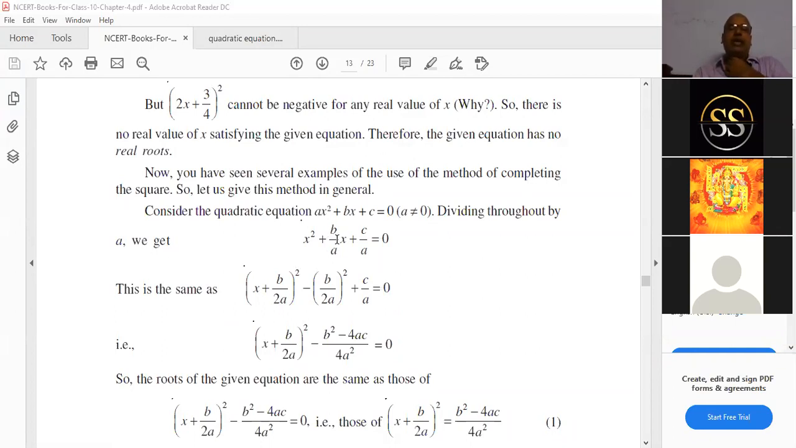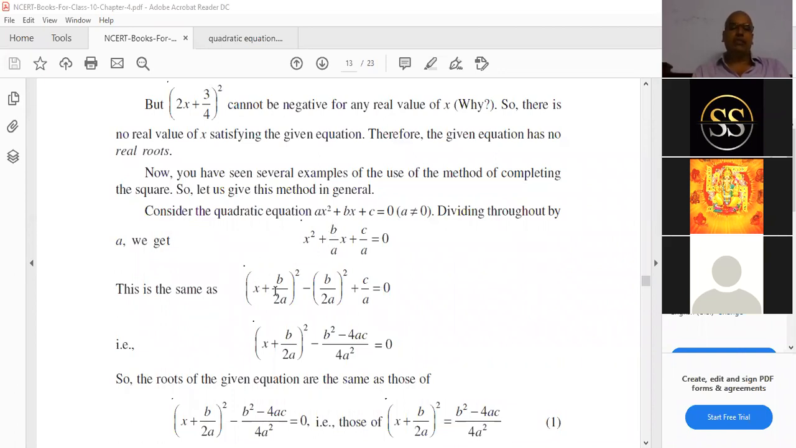That means 2 will get cancelled. That's why my B value is B by 2A. Here, Bx by A is there, but in my second term I got 2x. So the 2 has to get cancelled, which means I have to write 2 in the denominator. That's why my B is B by 2A.